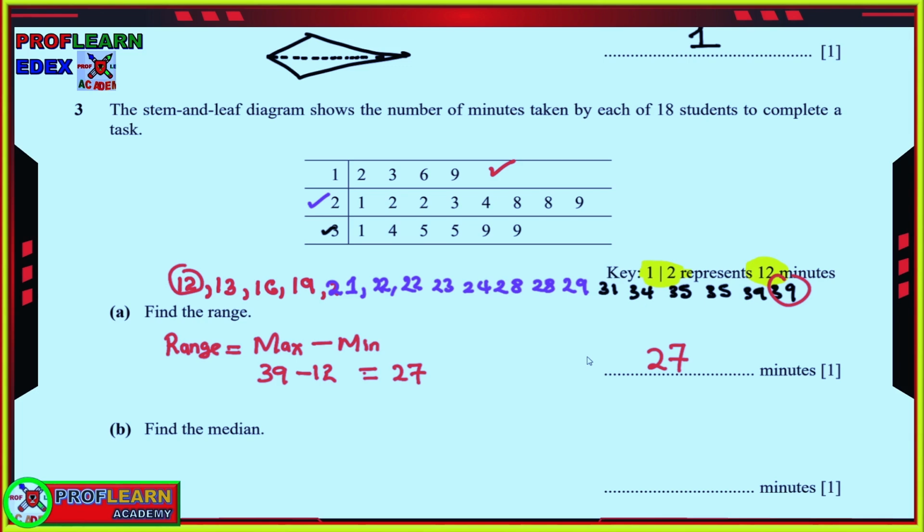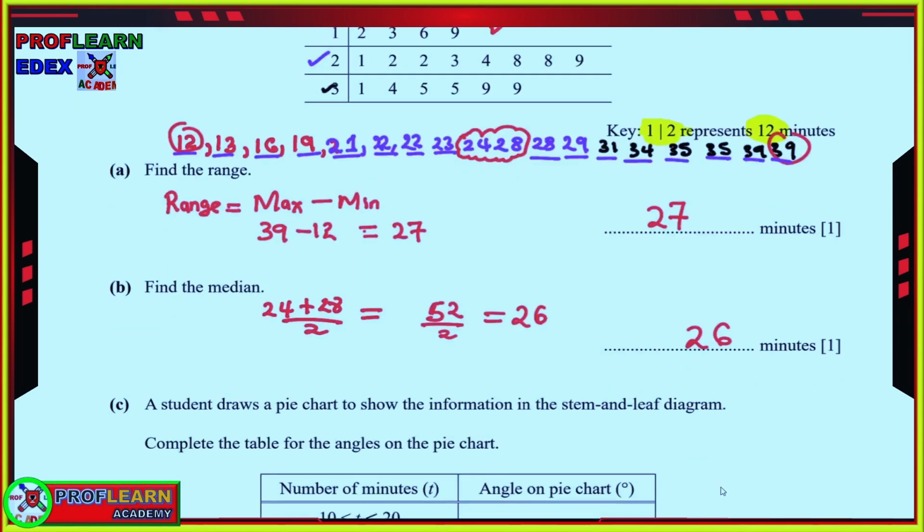Now the median is the middle number in a given data, and we're going to find it by cancelling numbers from each and every end, and then we're going to remain with 2 numbers in the middle. That is 24 and 28, so we're going to add the 2 and then find the average. So this is going to be 52 divided by 2, the answer becomes 26.